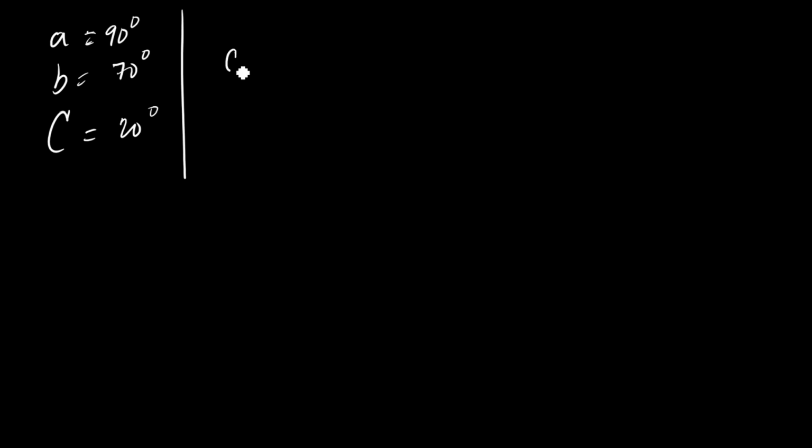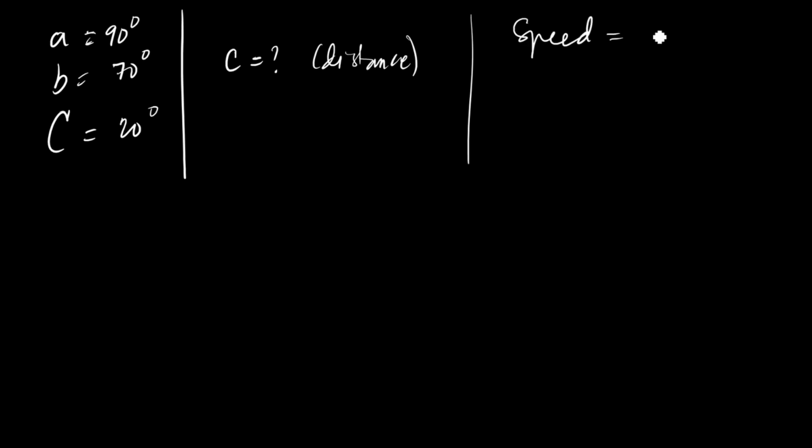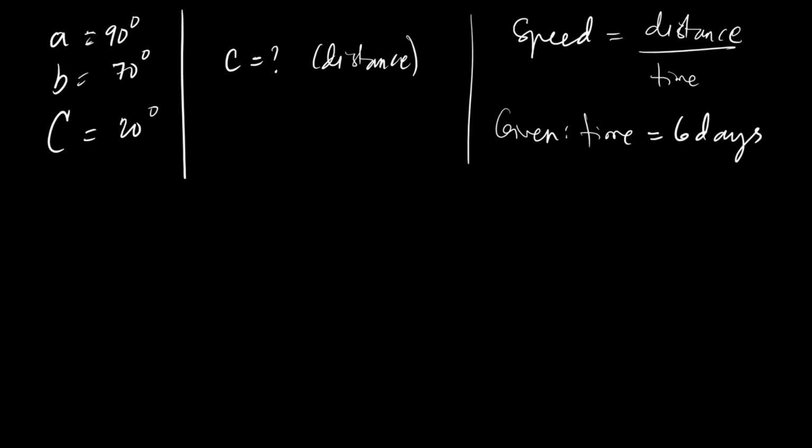So rewriting the given, we have small a, 90 degrees, small b, 70 degrees, big C, 20 degrees, and what we need here is the small c. Small c is the distance, because remember, in our problem, what we need is the speed. And speed is distance over time. So given the time, we do have here 6 days. Okay.